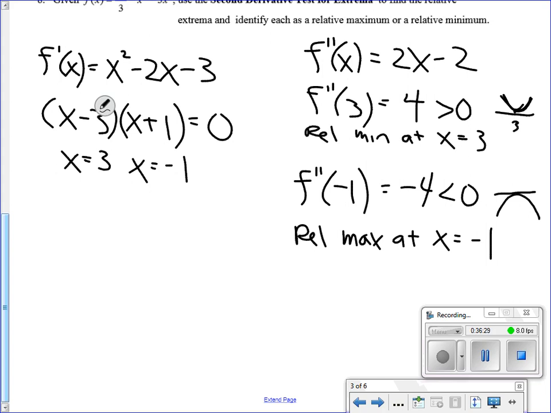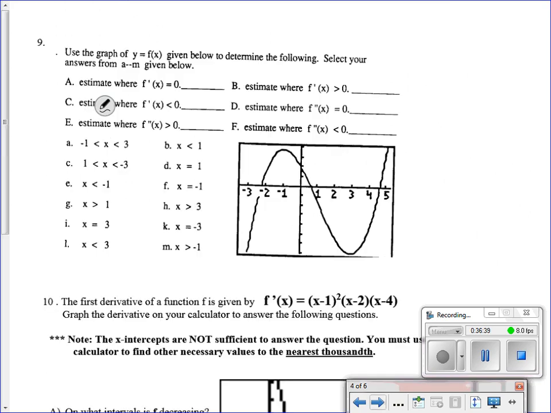If we had 0 for the answer, being inconclusive, then we'd have to go back to that first derivative test. Okay, number 9. Do I have the graph? Awesome. Okay. So here we're given a graph of the original function, and we want to determine the following. All right. So the first one says, figure out where the first derivative is 0.